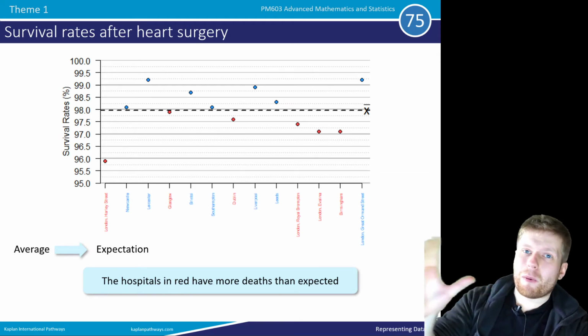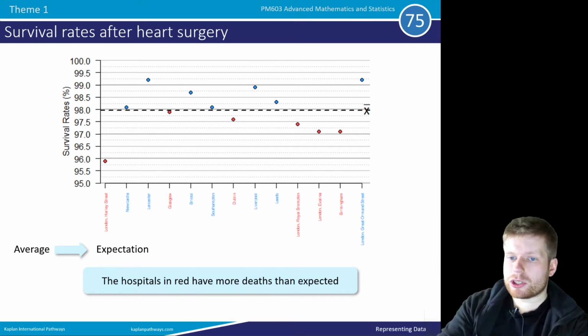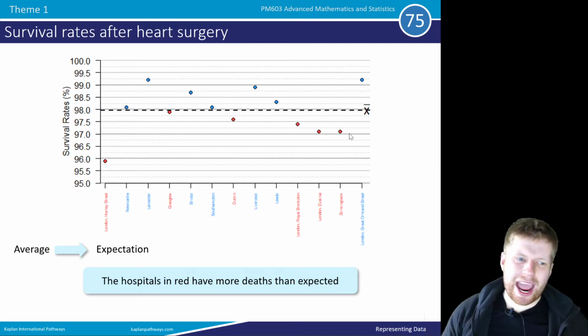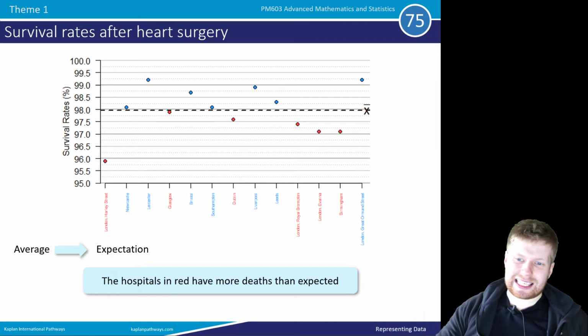Just really luck of the draw about where you end up. Do you end up above average or do you end up below average? Okay, and it's just pure chance. So actually to say that all these hospitals in red have more deaths than expected, technically it's correct, but it's not a very fair statement to make. Okay, because actually it's expected that half of the hospitals should be below average anyway.